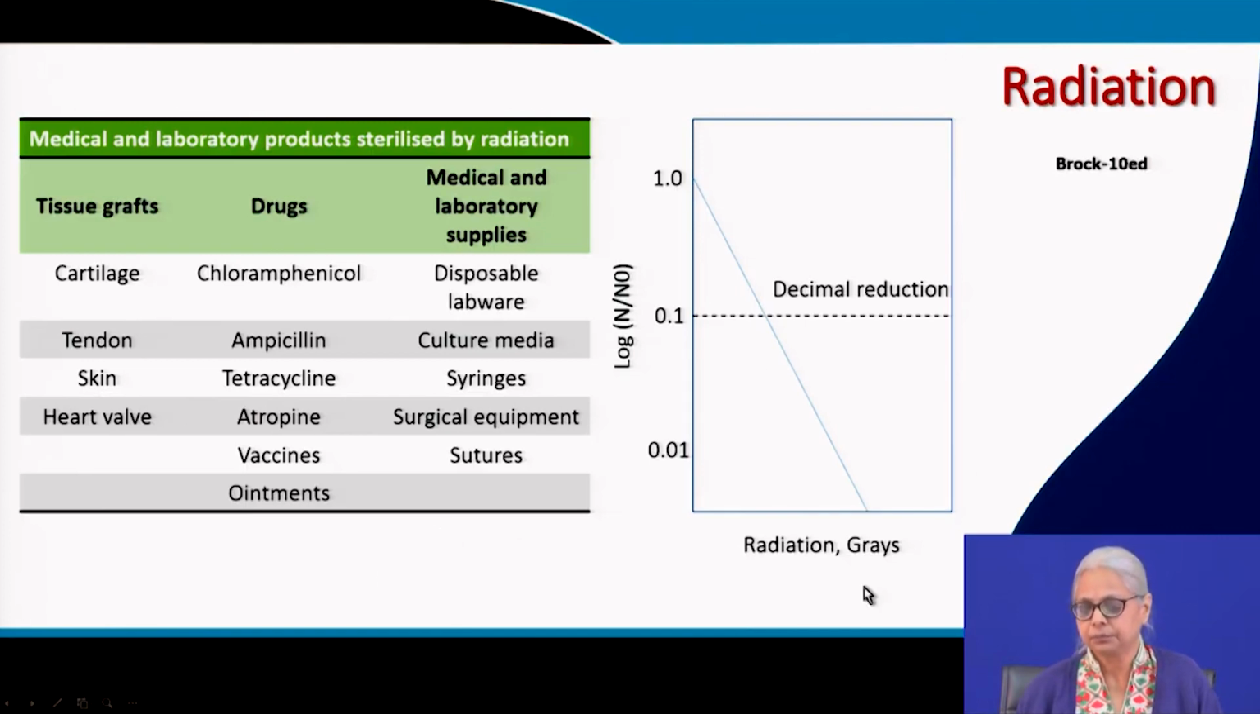And this is the decimal reduction in the number of cells. N is the number of cells, and N0 is the initial number, on a relative scale starting from 1. If you get 1 log removal, that is a decimal reduction, and the number of Grays at which you get 1 log reduction is what is shown over here.